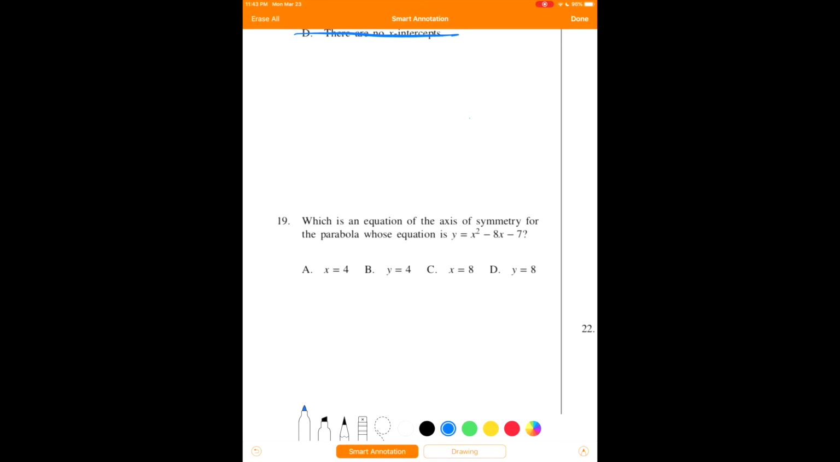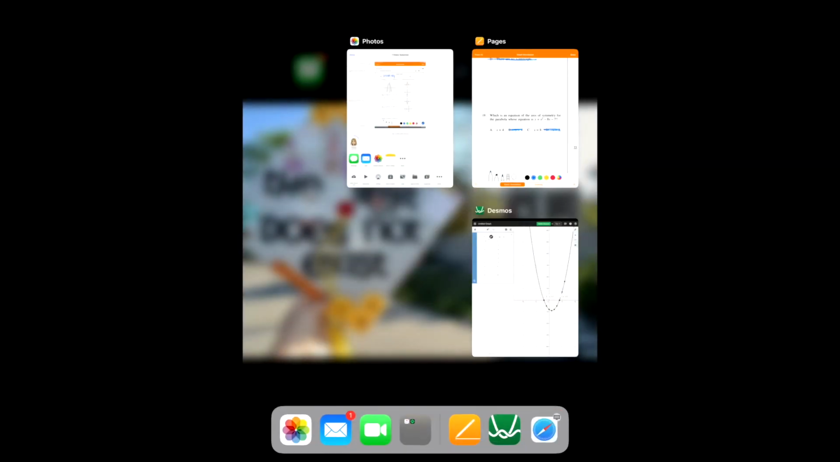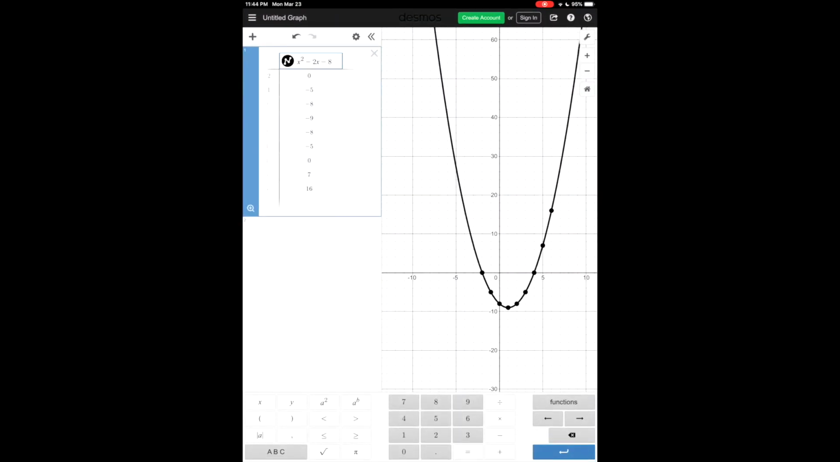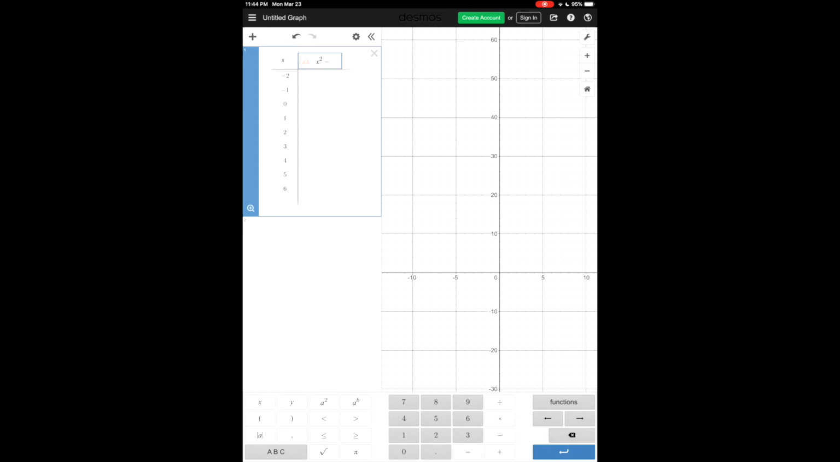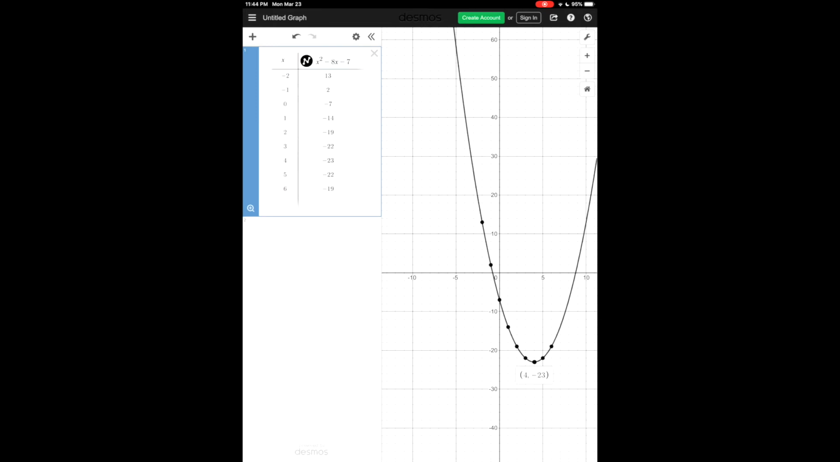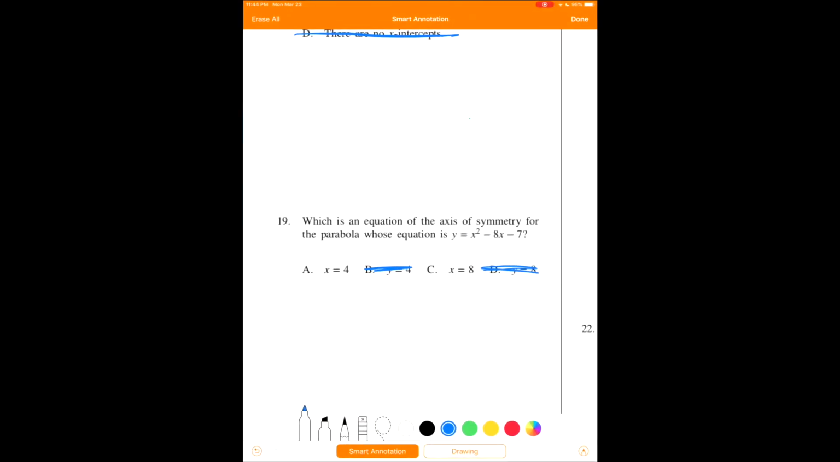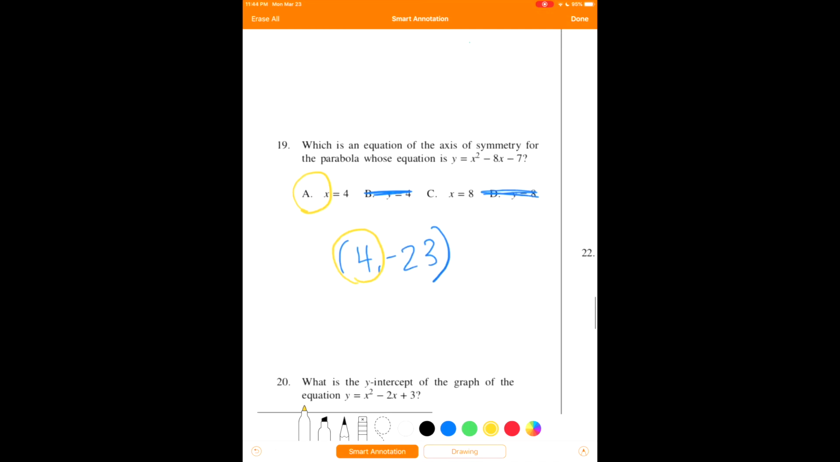19, the equation of the axis of symmetry. So again, I always need to have an x equals equation. So I'm getting rid of those y equals equations. I'm finding out what the turning point is of x squared minus 8x minus 7. Here's my turning point, 4, negative 23. And I am stealing my x coordinate and creating an x equals equation. So x equals 4 is my axis of symmetry.